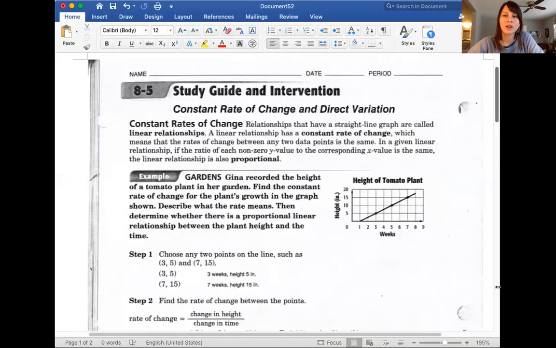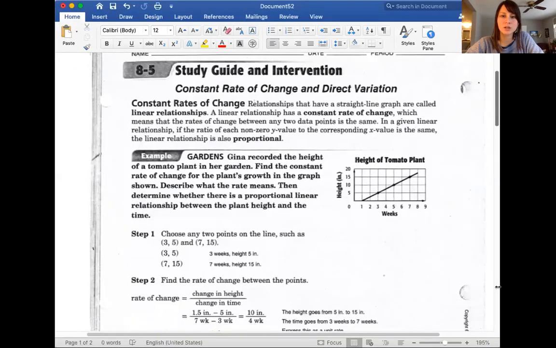So in this video, we're going to continue to take a look at our line graphs on a coordinate plane. And so I would definitely recommend taking down a few notes here.